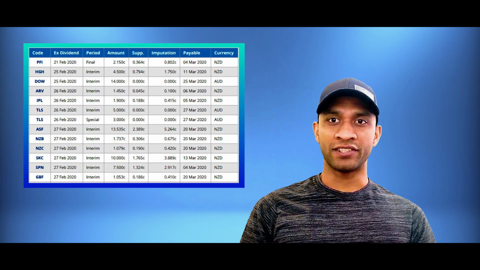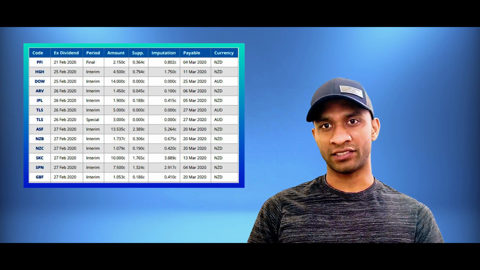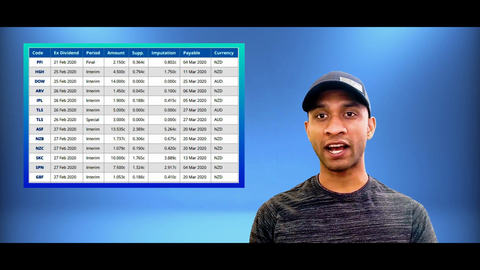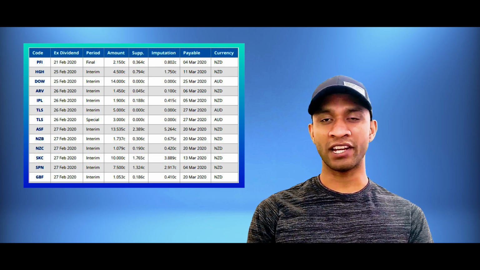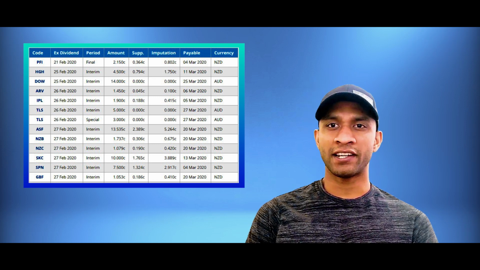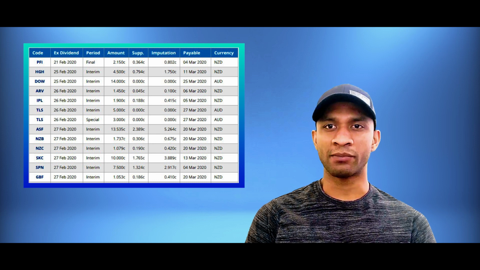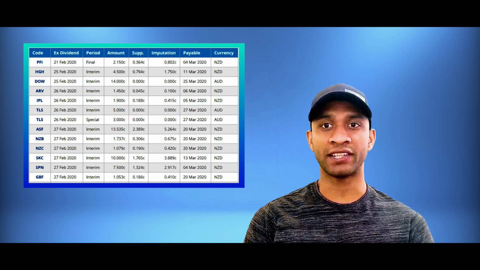And if you love dividends, then you must have come across this dividend table on the NZX. I remember when I was a beginner, I had no idea what this table was showing. None of this made sense to me and it was confusing. And I still don't see anything out there that makes a table like this easier for beginners to understand. So that's the purpose of this video, to give people that help that I didn't have when I was starting off. So let's get straight into it.